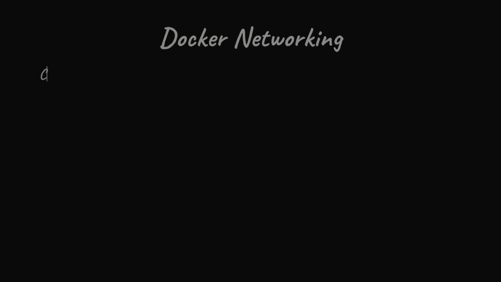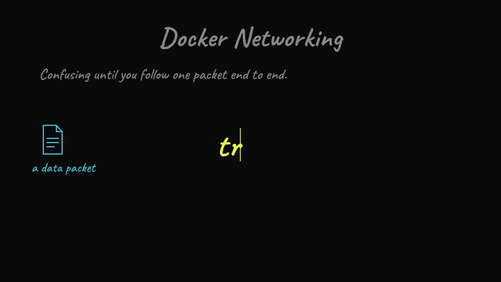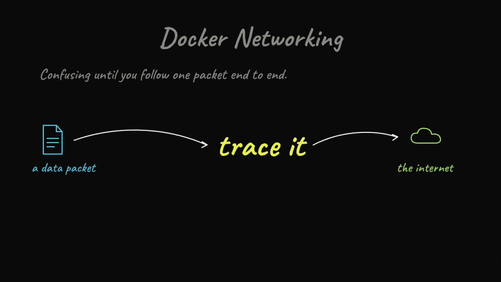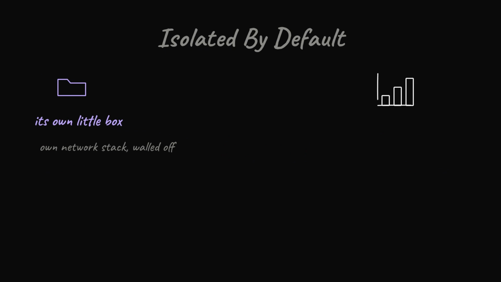Docker networking looks confusing at first, but once you see the actual path a data packet takes, it clicks pretty fast, and that's what I want to show you today, step by step, with real examples, not just theory. Containers are isolated by default. Think of a container as its own little box with its own network stack. It doesn't just borrow your laptop's network card and start talking to the internet on its own. Somebody has to build a road between the container and the outside world, and that somebody is Docker.